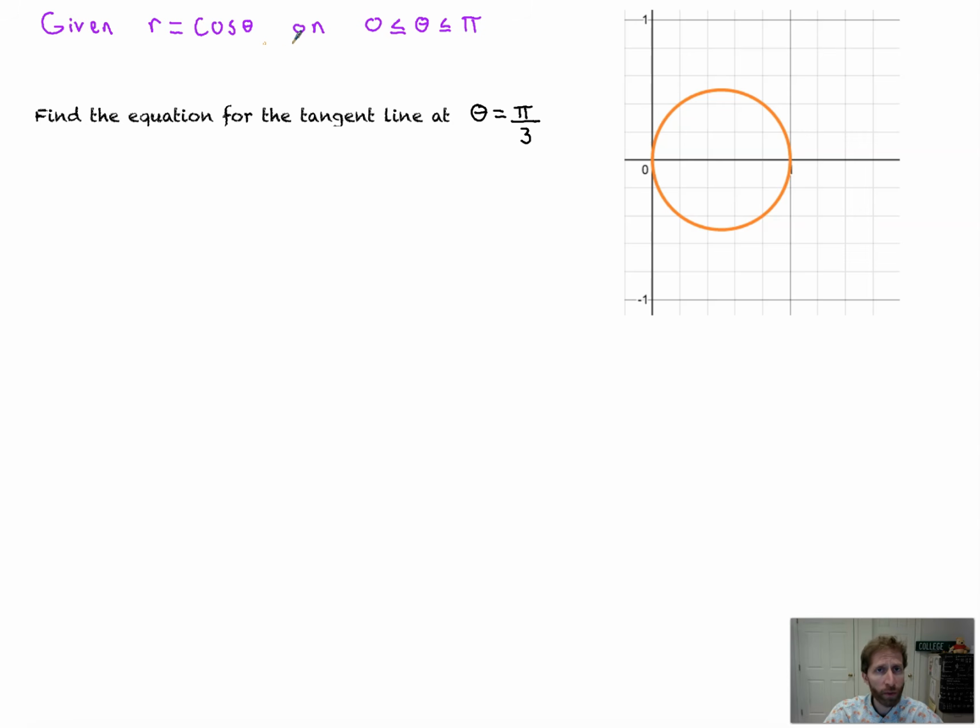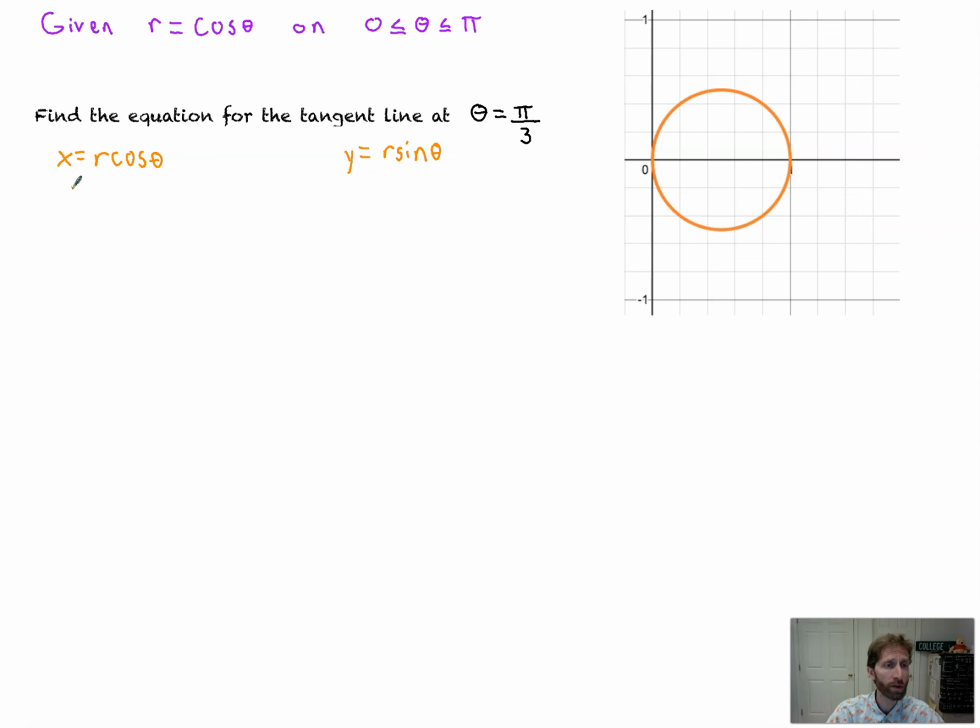So given r equals cosine theta on the interval 0 to pi, find the equation for the tangent line at theta equals pi over 3. This is going to become the same thing as a parametric equation problem. But first we need to make it into a set of parametric equations. So first we start with x equals r cosine theta and y equals r sine theta, and we'll build our parametric equations, and then from there it's old school.